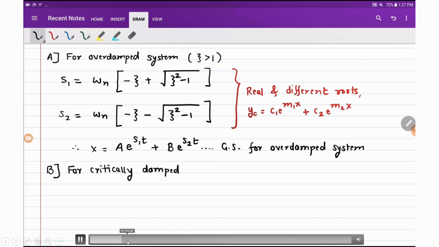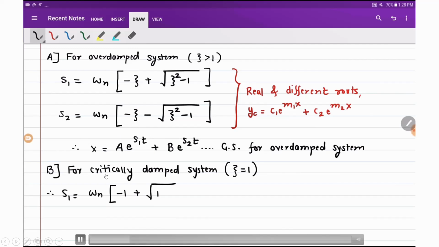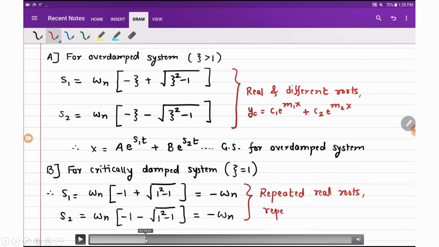Similarly, for critically damped system, the value of zeta is 1. Here, the value of zeta is greater than 1 for overdamped system, and for critically damped system the value of zeta is equal to 1. If you substitute zeta equal to 1, it will be minus 1 into omega n, that is minus omega n, because the square root term is 0. In the first case, we have the overdamped system where zeta is greater than 1, so these will be real and different roots. Whereas here S1 and S2 both have the same value, because this square root term is 0, 1 squared is 1, 1 minus 1 is 0. So it is minus 1 into omega n over here also. So these are the repeated real roots.